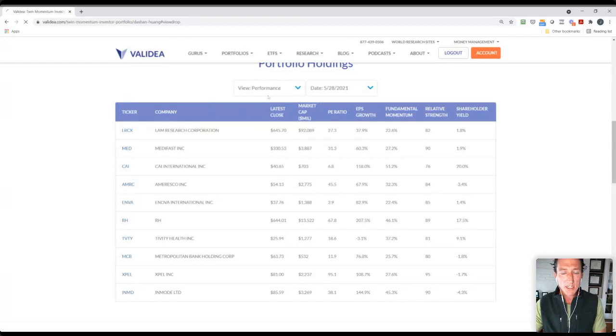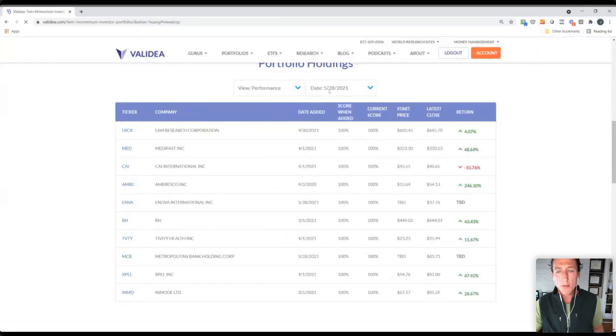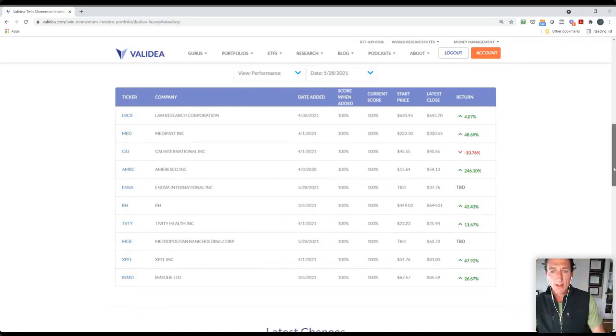So let me just click it back to performance here. The other thing that we have on this page is you can go back to any rebalancing date in history and see how the portfolio was positioned at any given time. The reason that might be valuable is, if you go back to big transition points in the market or big market downturns, it might allow you to see how the portfolio did sort of underneath, a layer down from just the performance number.